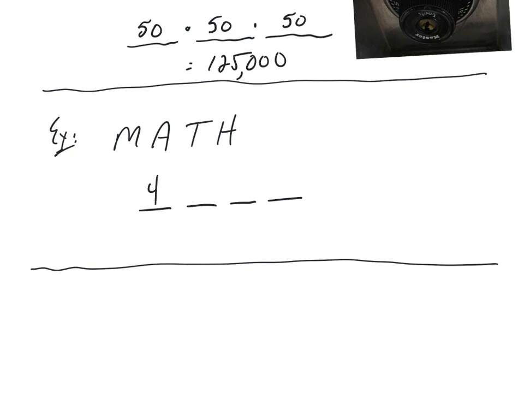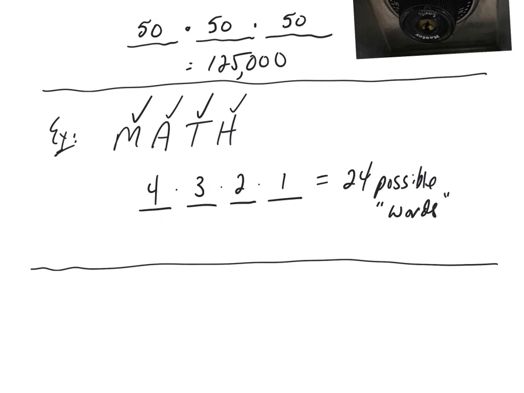Once we use one of them up, let's say we used up the T, now how many letters could be in the second position? Well, we no longer can use the T, so there would now be 3. Once we've used up the M, how many are left for the third position? Just 2. And similarly, once we've used up the A as an example, there's only 1 letter left to put in that 4th position. The fundamental counting principle would then say that you'd have 4 times 3 times 2 times 1, or 24 possible words. I know they don't all make sense, but 24 possible words that you could create out of those letters. Okay?